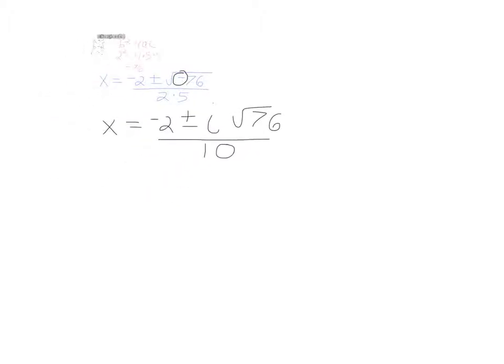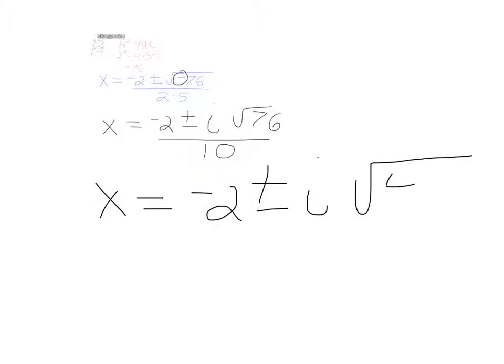The next step we want to do is to simplify that radical 76. So when we're trying to simplify that radical, we want to think what perfect squares can go into that 76 if it's not a perfect square itself. So looking at a perfect square sheet, we know that 4 and 19 go into 76. So when I rewrite this, I'll go x equals negative 2 plus or minus I, and then radical 4 times 19, because 4 times 19 is 76. So the perfect square 4 goes into 76 19 times, and it's all still over 10.